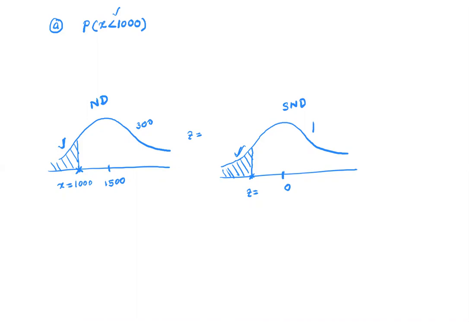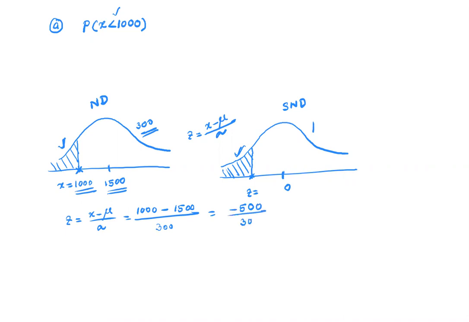Z is equal to x minus mu over sigma. Okay, so we are going to find the z value by using the following. Z is equal to x minus mu over sigma. X is 1,000 minus mu is 1,500 divided by sigma is 300, which is going to give you negative 500, because 1,000 minus 1,500 is negative 500 divided by 300.